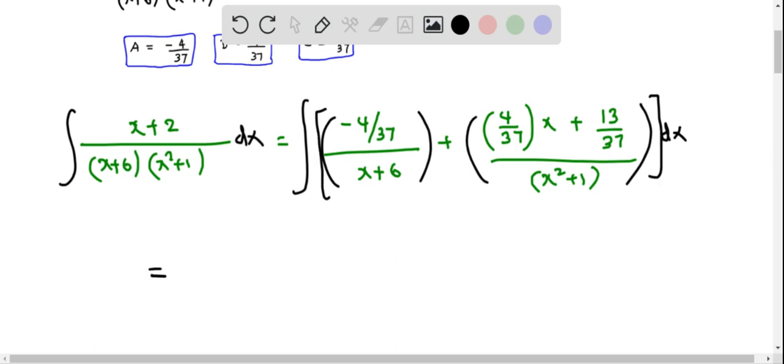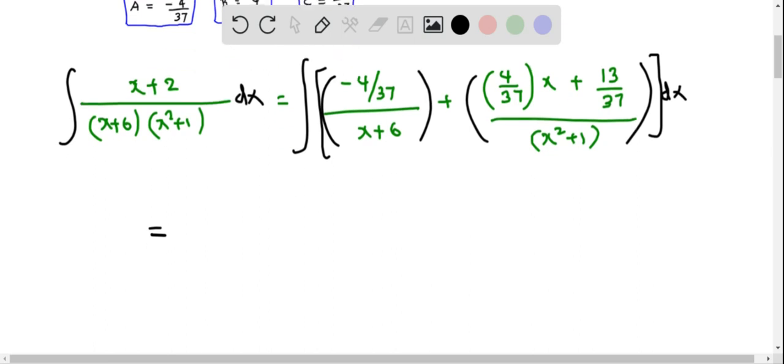So now I'm going to split the right side integral into as many parts. We have this as one part, and this factor divided by this factor gives another factor, and then this factor divided by this factor gives another factor. So basically we are going to end up with three integrals. The first integral is negative 4 over 37. I can factor that out in front of the integral.